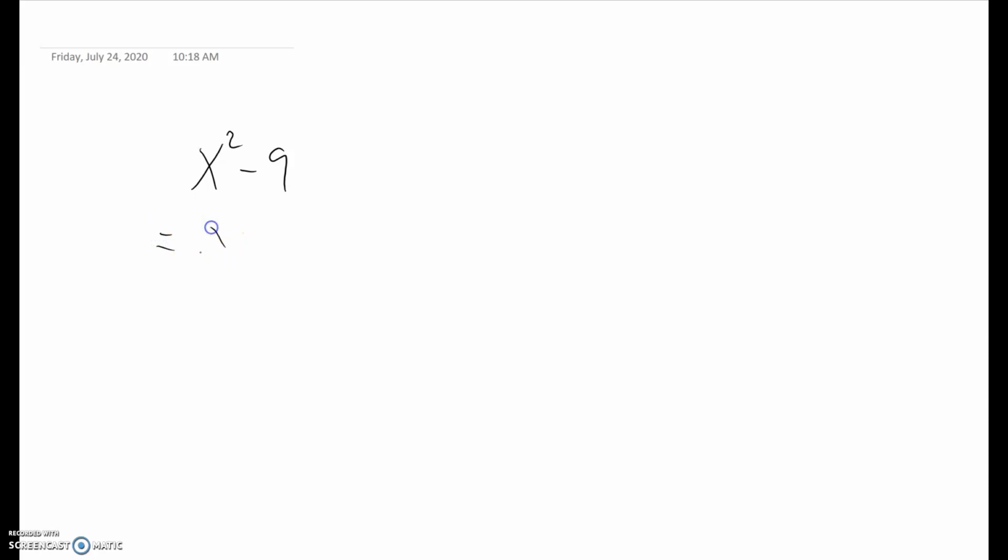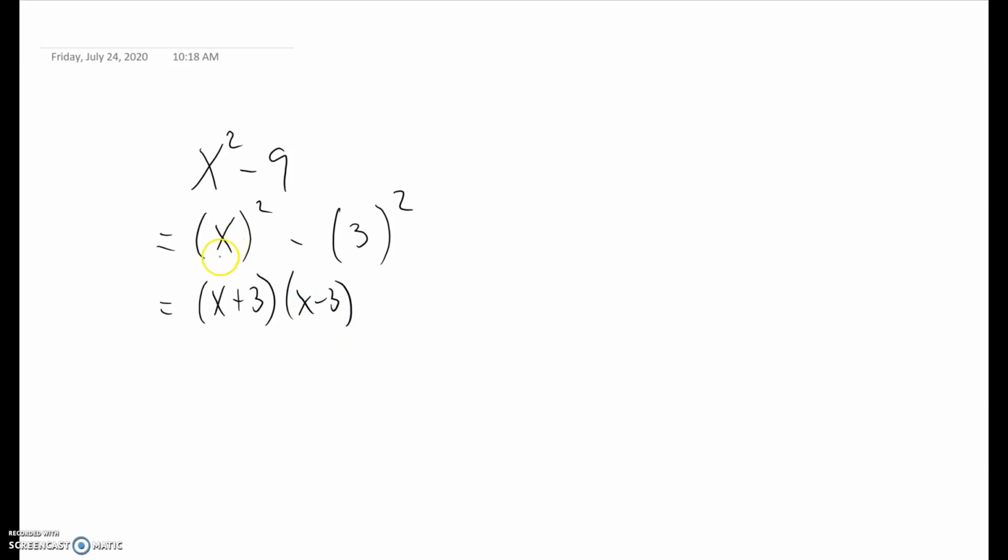a term that's squared minus another term that is squared? If you look at this one, in that first set of parentheses, I can put an x. For the other one, because 3 squared is 9, I can just put in a 3. Okay, so I've actually got this thing set up. If that is the case, that is what's called a difference of squares, and it can always be written as x plus 3 and x minus 3.